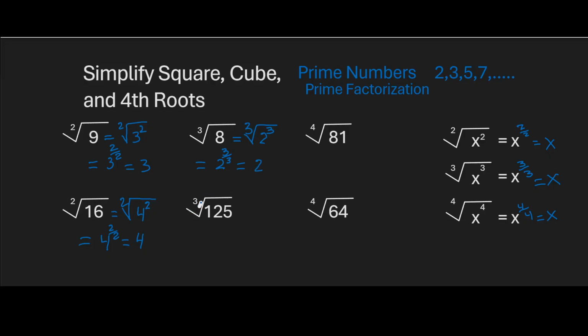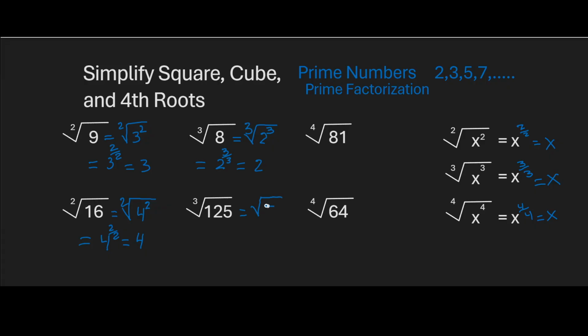Now, one more time, this is going to be cube root. Cube root of 125. Well, what we need to do is rewrite 125 as a number that is to the third power. And that number is going to be 5. 5 times 5 is going to be 25.